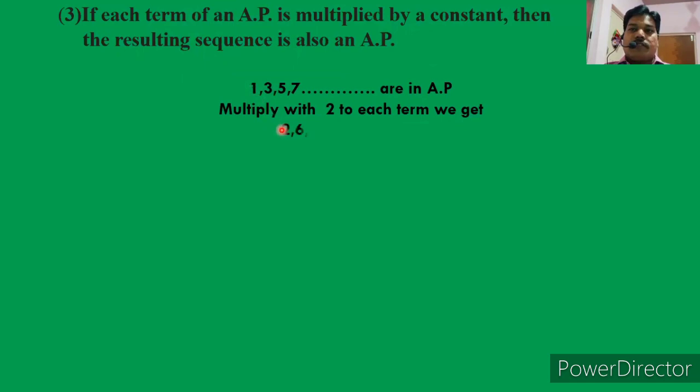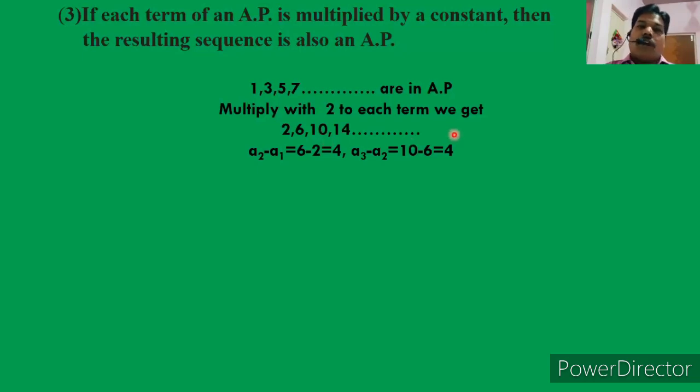So 2 into 1 is equal to 2, 2 into 3 is equal to 6, 2 into 5 is 10, and 2 into 7 is 14. Tell me, is this sequence an AP or not? I will take A2 minus A1: 6 minus 2 is equal to 4. Similarly, A3 minus A2 is 10 minus 6, that is also 4, and 14 minus 10 is also 4. So what can we declare? Therefore, the sequence is an AP.